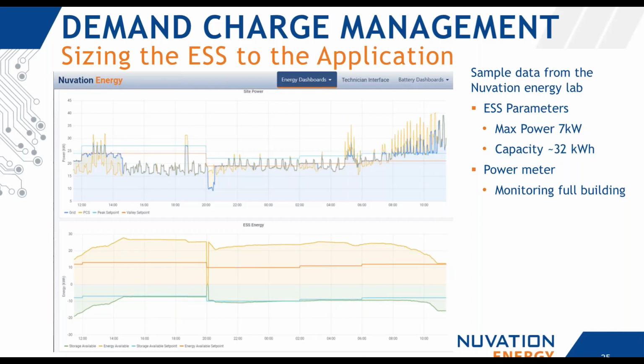The system that the controller is controlling here is a small system. It's 7 kilowatts of power. It only had about 32 kilowatt hours of storage available. And the power meter is monitoring the power for the whole Nuvation office in this case.